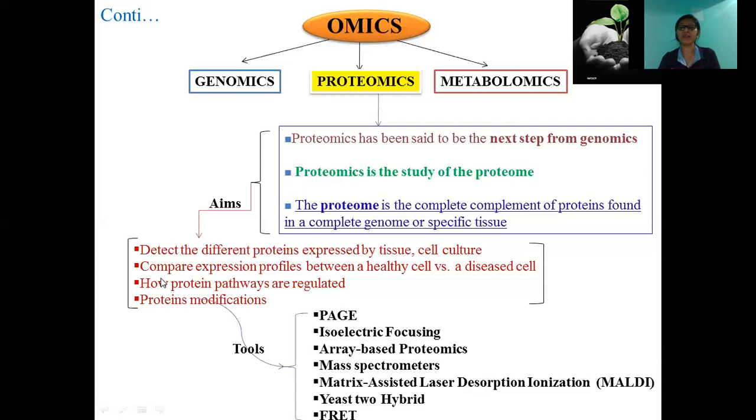And for that, different types of tools and techniques can be used. The most commonly used techniques are listed here. PAGE, polyacrylamide gel electrophoresis, as all of you know. Next is isoelectric focusing, array-based proteomics, and mass spectrometers. Various mass spectrometers are available which could be used. Then MALDI with the TOF extension, that is time of flight, which is a very useful technique. And next, the yeast two-hybrid system and FRET are also used. These two techniques and one more technique, co-immunoprecipitation, are not listed here.